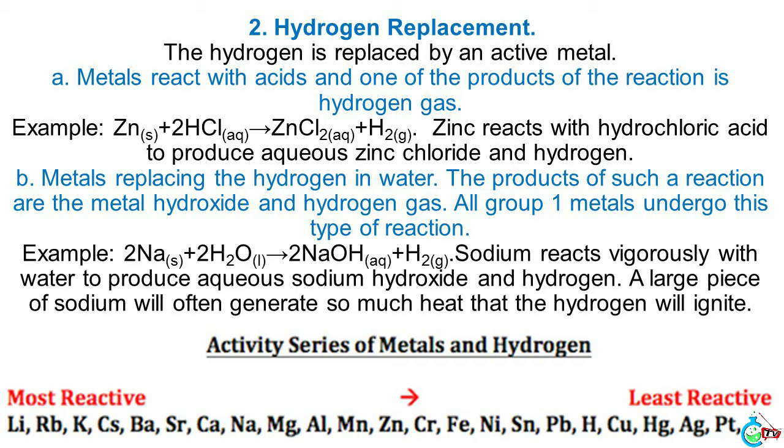B. Metals replacing the hydrogen in water. The products of such a reaction are the metal hydroxide and hydrogen gas. All group 1 metals undergo this type of reaction. Example: 2Na(s) + 2H2O(l) yields 2NaOH(aq) + H2(g). Sodium reacts vigorously with water to produce aqueous sodium hydroxide and hydrogen. A large piece of sodium will often generate so much heat that the hydrogen will ignite.